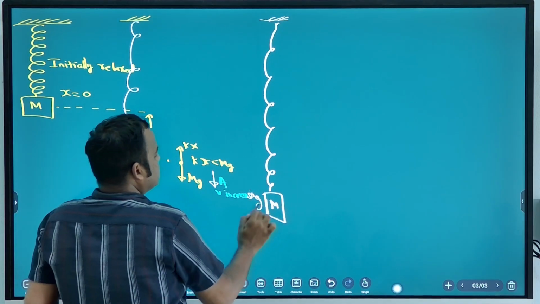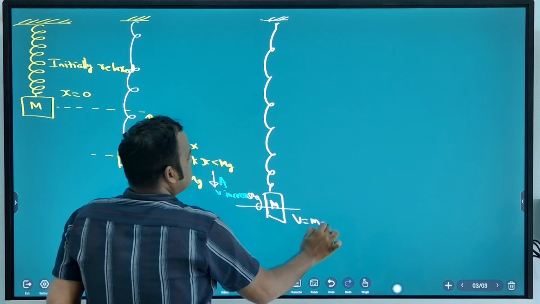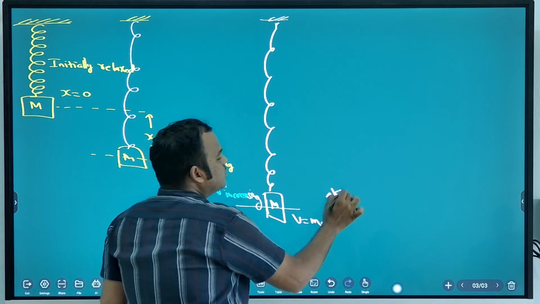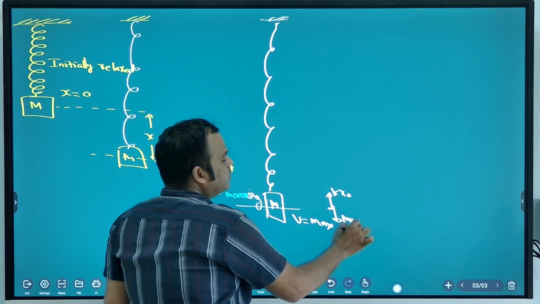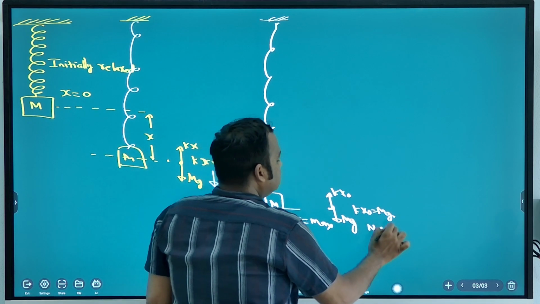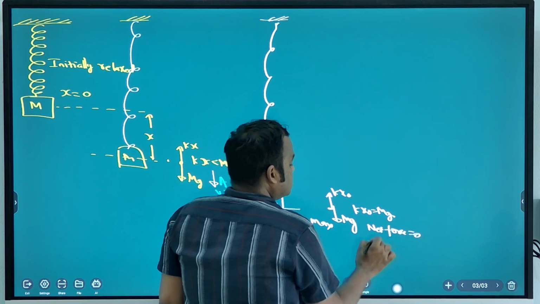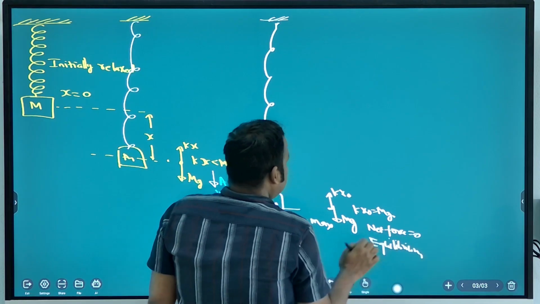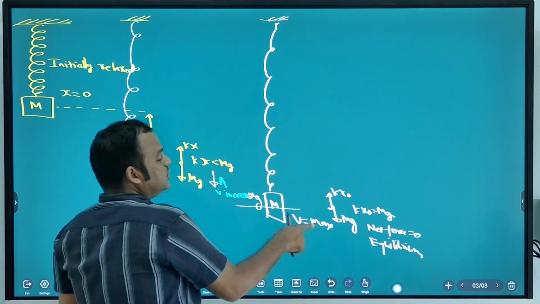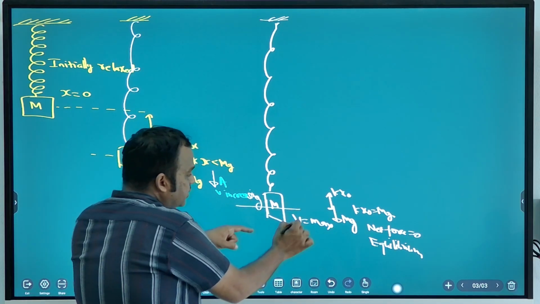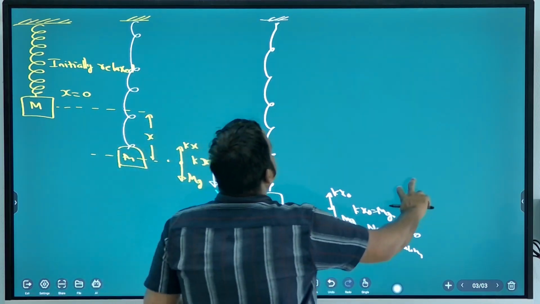Now the block is here, and the speed becomes maximum. When does speed become maximum? When kx and mg are equal. Net force is 0, which means equilibrium. So in equilibrium, net force is 0 and speed is maximum. After that, what happens? It will go down further.